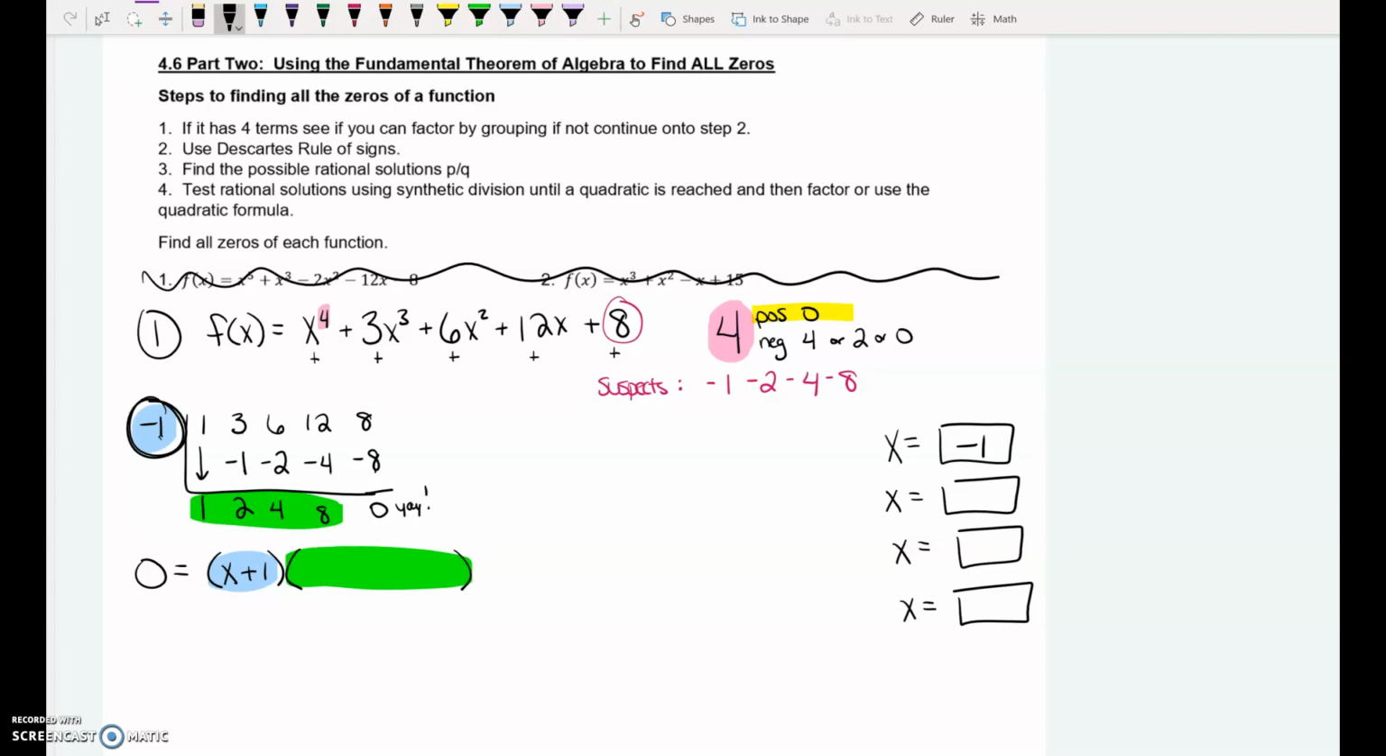Now yesterday it was always x squared, but we didn't start with x cubed today. Today we started with x to the 4th and we just pulled one of those x's out. So now this term is an x cubed term. So x cubed plus 2x squared plus 4x plus 8. Okay, now here's the deal. Sometimes these 4 terms we will be able to factor by grouping. Sometimes we won't. So you should always check to see if we can factor by grouping.